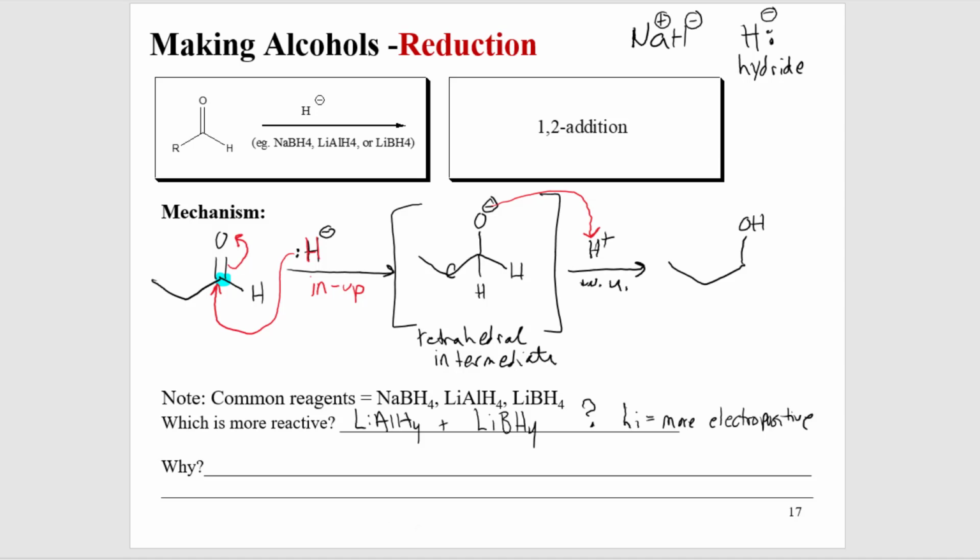Okay, so the more electropositive the counter ion, the more negative the hydride. There's other reasons for this as well, to do with the counter ion and its association to the oxygen. This also helps the reaction along.